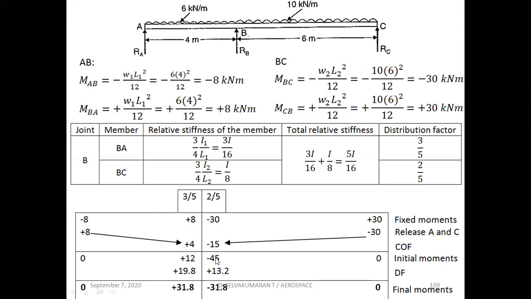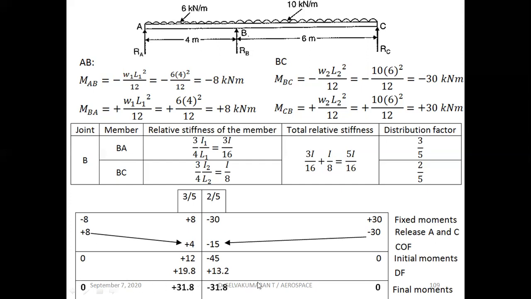How to distribute the unbalanced moment? Add plus 12 and minus 45 and you will get a minus value, say minus 33 for example. If you get minus 33, this is the unbalanced moment. To balance it, I should consider plus 33. So plus 33 multiplied by 3 by 5 gives plus 19.8. Then plus 33 times 2 by 5 gives the other answer. This is nothing but the distribution factor, DF.